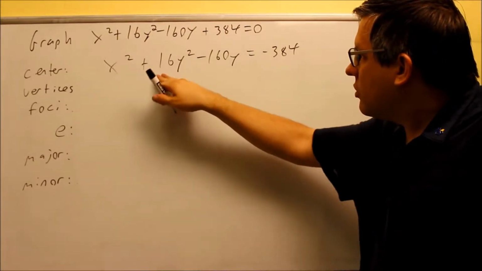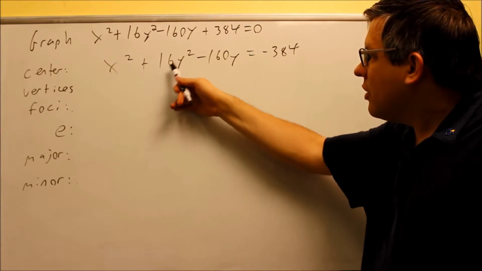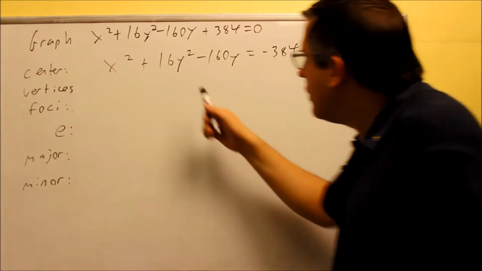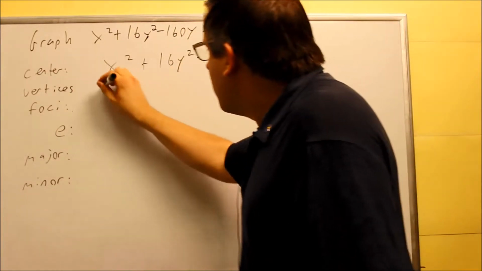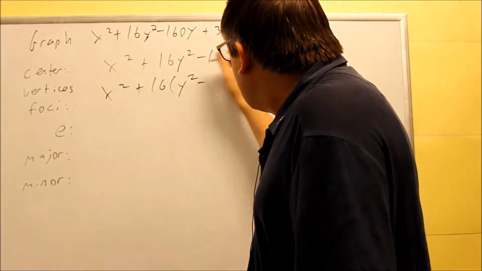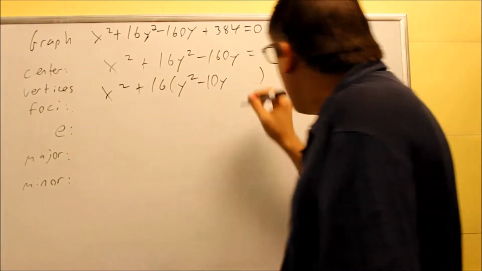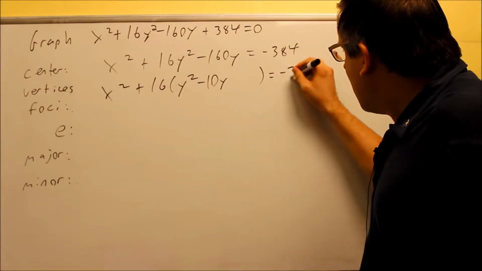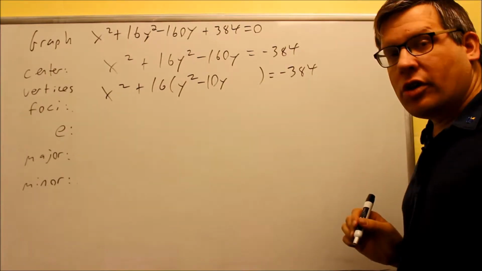Next, I want to factor out the 16 in front of the y squared. Whenever you have a squared term there, you always want to factor out the number that's in front of that. So we're going to do that. 16 y squared minus 10y. We're going to leave a space because that's going to be the complete the square step there. And then we have negative 384 over here.